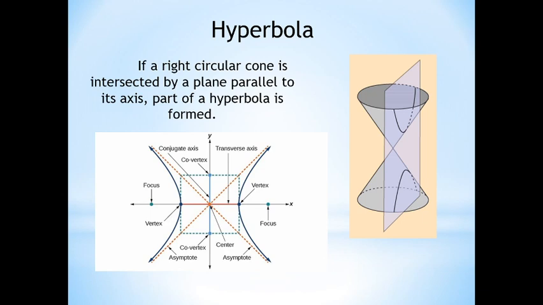Okay, the next conic is the hyperbola. If a right circular cone is intersected by a plane parallel to its axis, part of a hyperbola is formed. So, ito po yung itsura. So, ito yung ating axis. And this is the circular cone. So this is the plane. It is parallel to the axis.